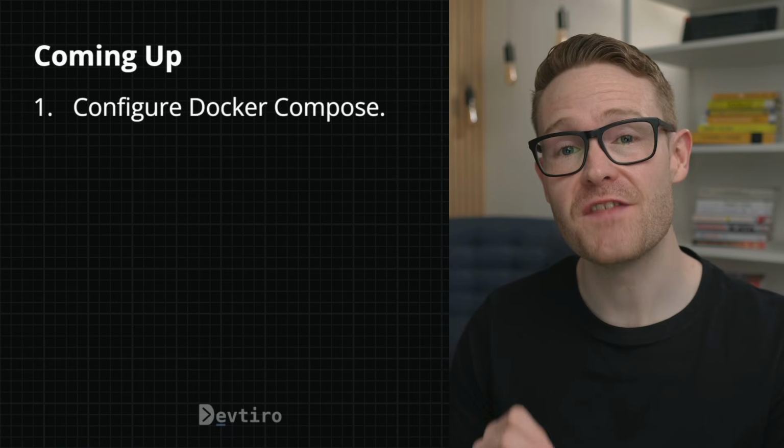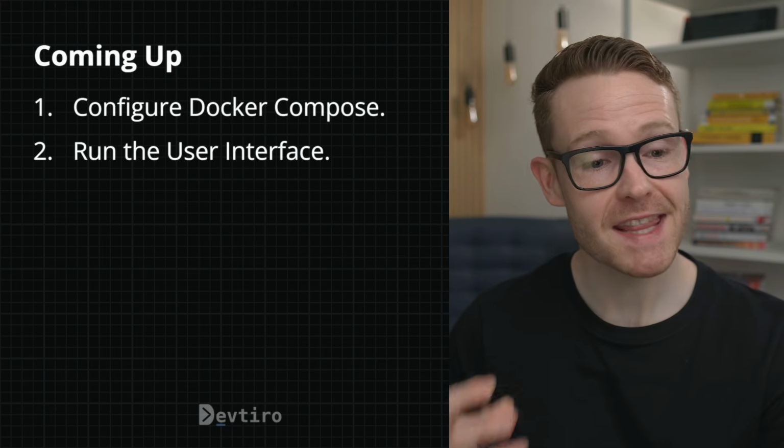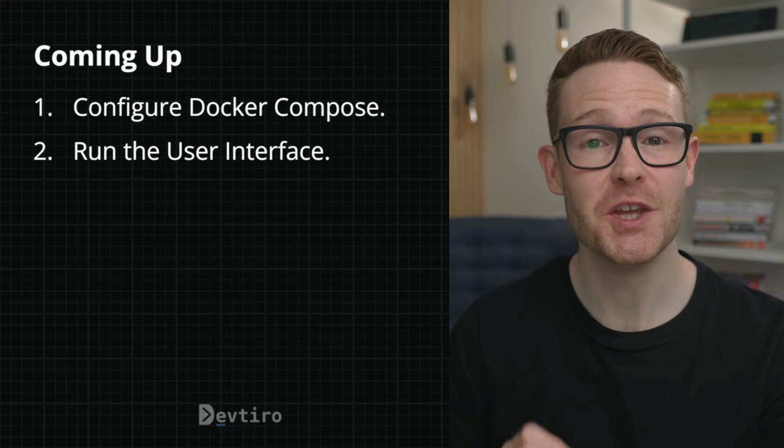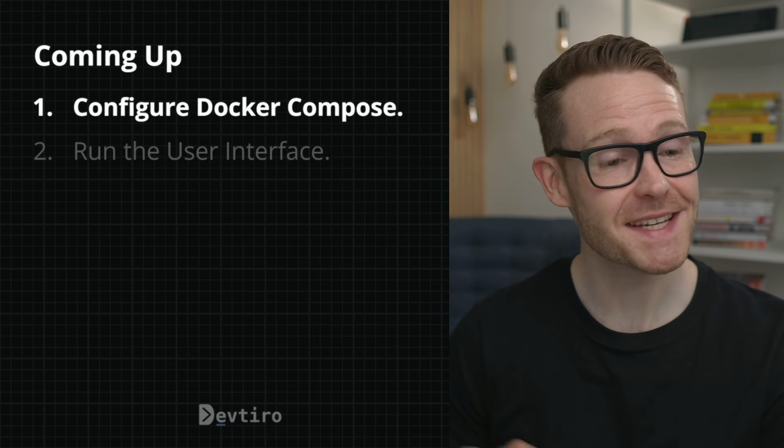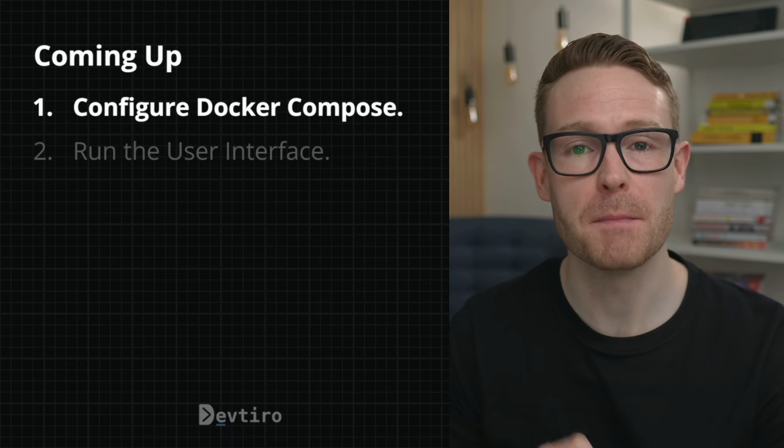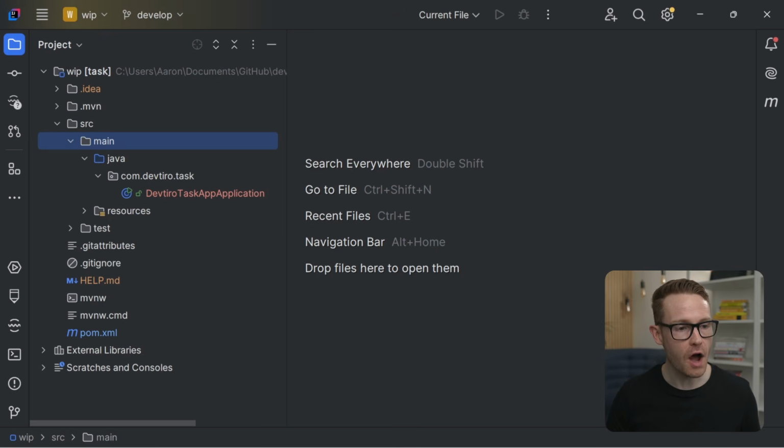So here's what we have coming up in this lesson. We're first going to configure a Docker Compose environment, and then we're going to run the user interface using Docker Compose. So let's get started and configure our Docker Compose environment. So here we are back in our IDE on our task project that we just downloaded from the Spring Initializer.